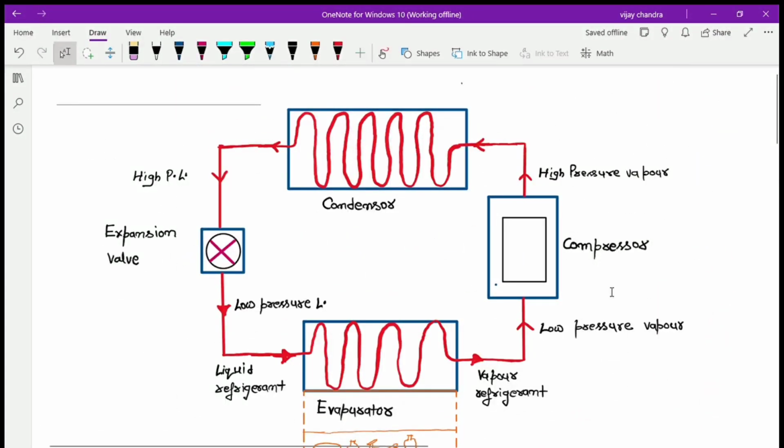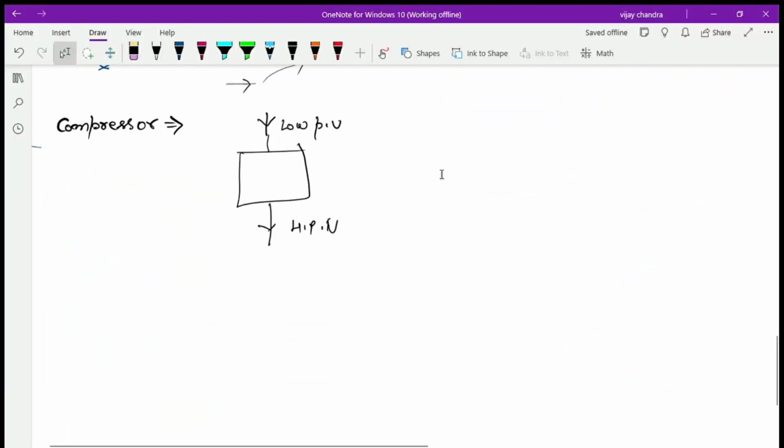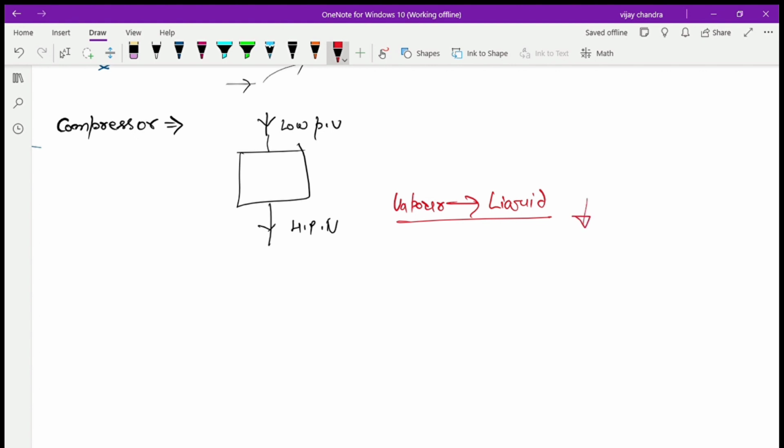So now we will understand the next component. From the compressor, low pressure vapor is converted into high pressure vapor. Now we will go to the condenser. What is the condenser doing? The condenser is basically converting the vapor form into the liquid form. How is it doing this? If we have to convert any vapor into liquid, we will decrease its temperature. We will reduce its temperature.